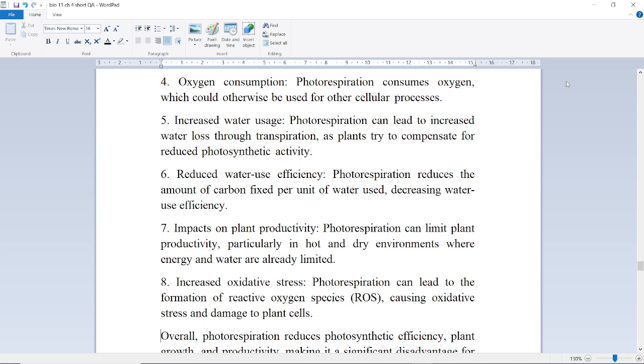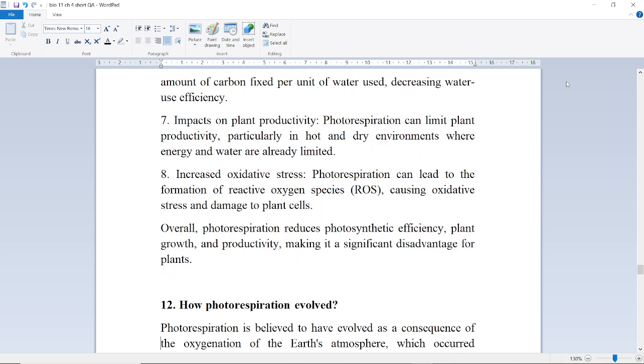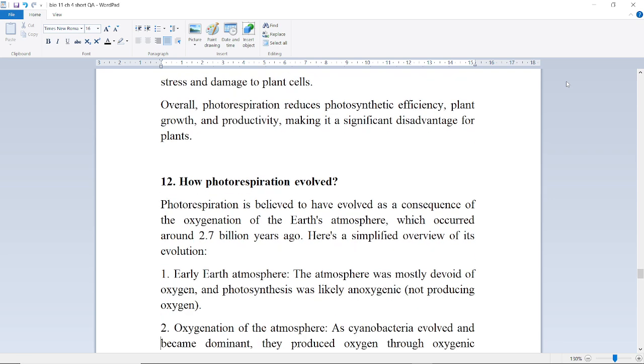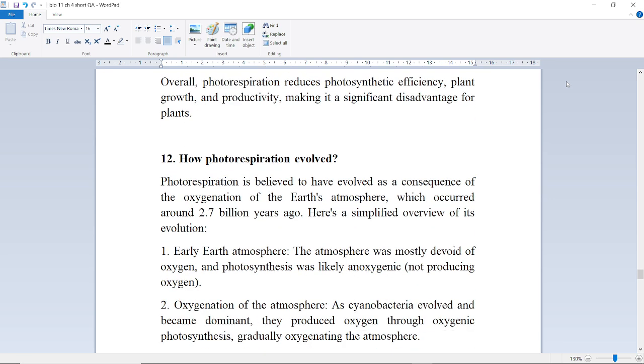Increased oxidative stress. Photorespiration can lead to the formation of reactive oxygen species (ROS), causing oxidative stress and damage to plant cells. Overall, photorespiration reduces photosynthetic efficiency, plant growth, and productivity, making it a significant disadvantage for plants.